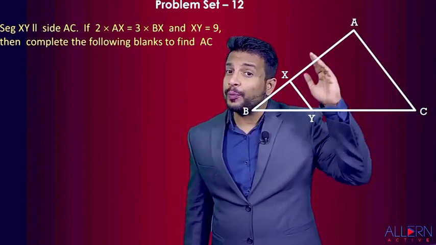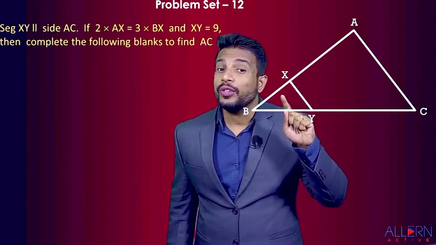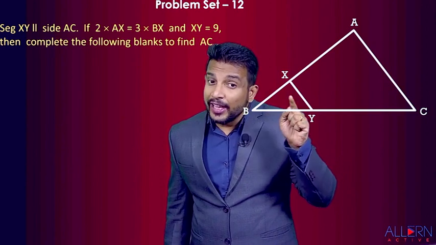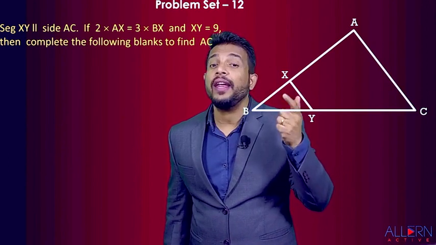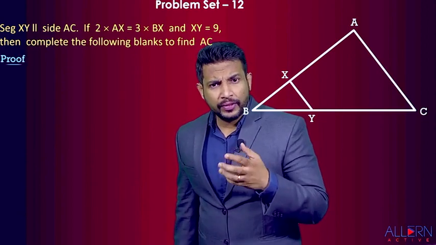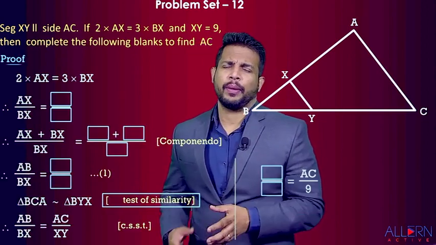It says that XY is parallel to AC, given. 2 times AX is equal to 3 times BX, given. And XY is given as 9. Then complete the following blanks to find the value of AC. Okay, so there are certain blanks given and we need to fill them up.